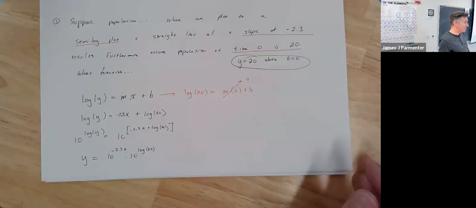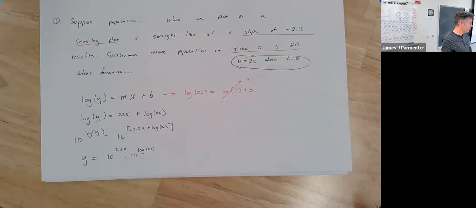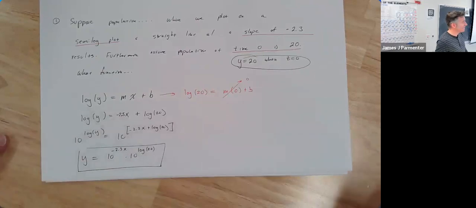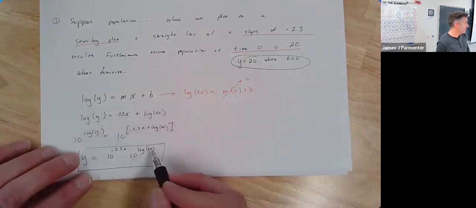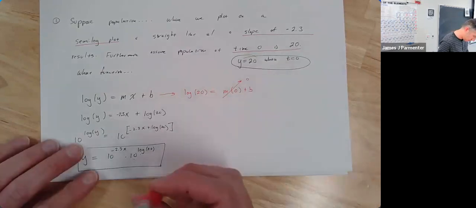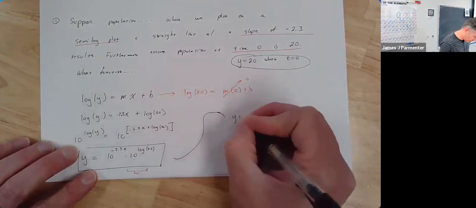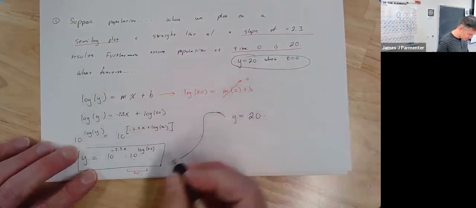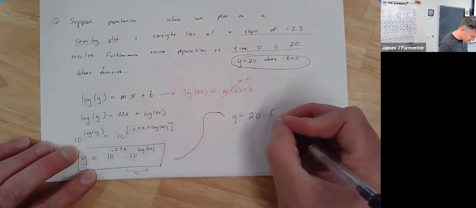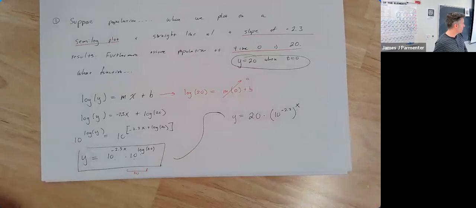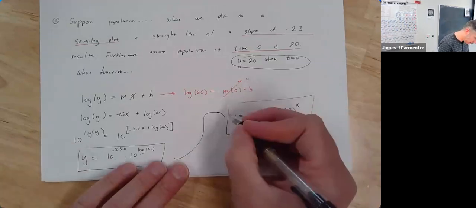That's totally correct. It's just not as simplified as someone might like it to be. But this is a correct answer. And if you want to spend more time doing other stuff, this is a perfectly fine place to end. If you want to make it look nice and fancy, 10 to the log of 20 is 20. And so I would rewrite this as y equal to 20 times 10 to the negative 2.3 to the x. This is the more simplified way of writing it.